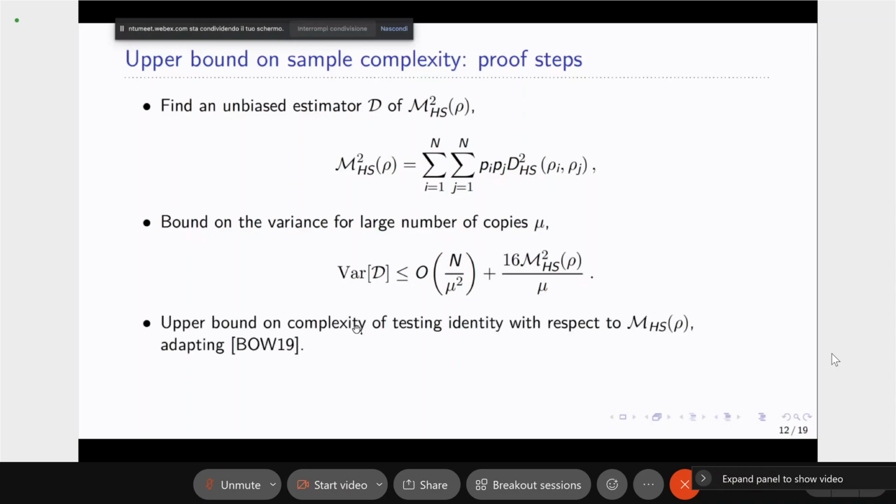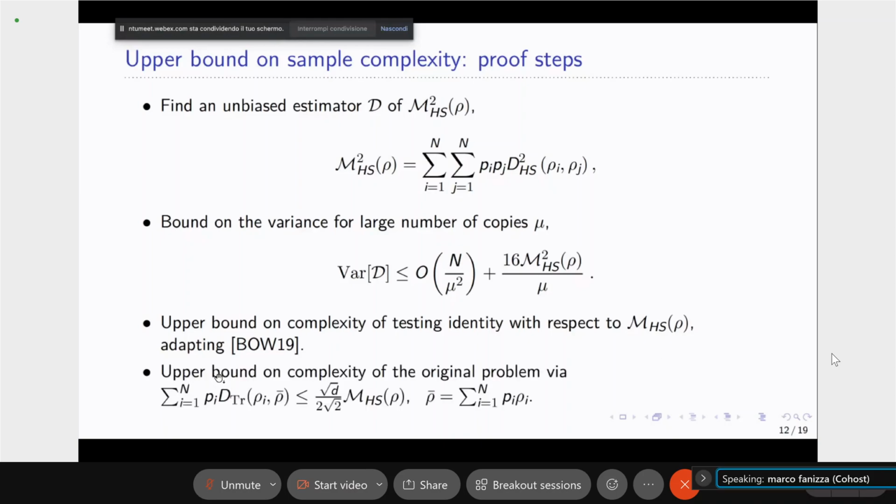And thanks to a modified Chebyshev inequality appearing in BOW, we can adapt their argument, and using this bound on the variance, find an upper bound on the complexity of testing identity of the collection with respect to the Hilbert-Schmidt distance, so the mean squared Hilbert-Schmidt distance. And then we find an upper bound on the complexity for the original problem via an inequality connecting MHS with the average trace distance with respect to the average state, which is simply defined here.